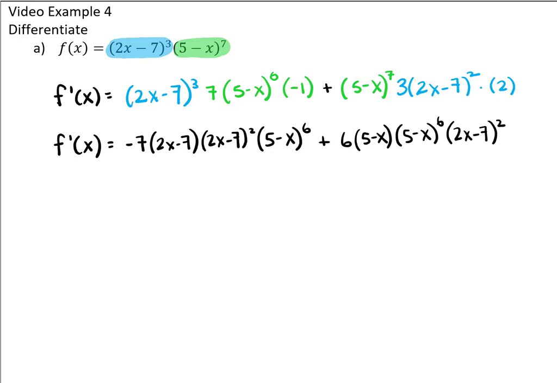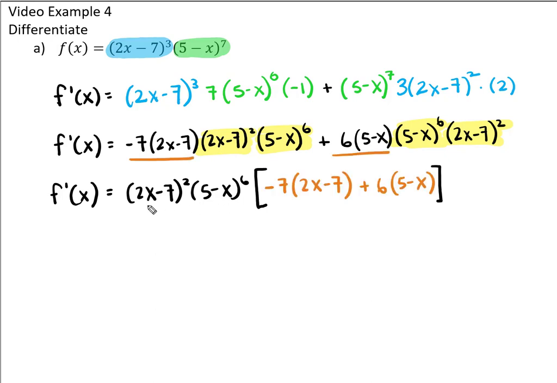You might be wondering, why did I do it this way? Because I want to find the pieces that they have in common. So they have 2x minus 7 squared in common, and they also have 5 minus x to the 6th in common. And so by doing this, we're able to pull apart the parts they have in common. So now I'm factoring out the parts that they have in common, and then inside that, I will just put the parts that are left over. So you can see we factored out the common parentheses portions, and then whatever was left over will get put in here to simplify as much as possible.